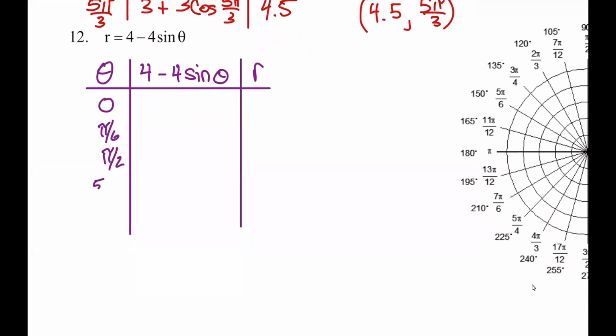5 pi over 6. But it's basically the 30-degree reference angle, because we know sine of a 30-degree reference angle is going to be some kind of 1/2. It's just a question of positive or negative. So pi, we can go 7 pi over 6. We can go 3 pi over 2. We can go 11 pi over 6.